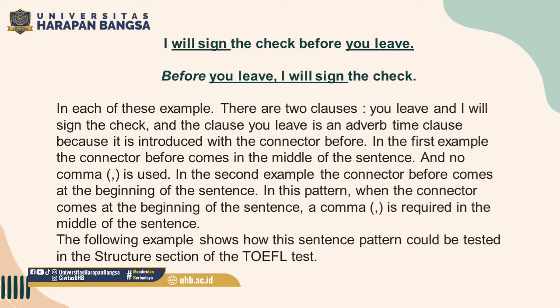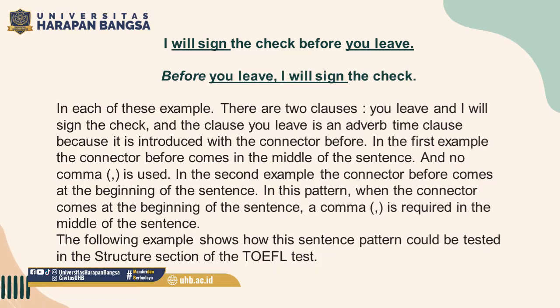In the first example, the connector before comes in the middle of the sentence and no comma is used. In the second example, the connector before comes at the beginning of the sentence. In this pattern, when the connector comes at the beginning of the sentence, a comma is required in the middle of the sentence.